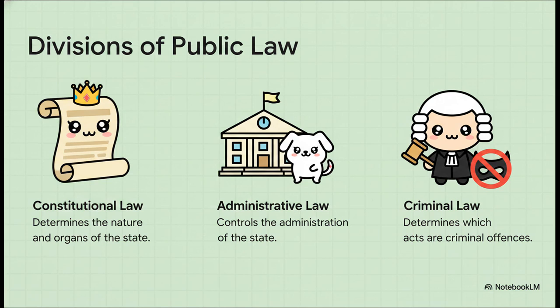And within this continent of public law, you've got three main countries. First is constitutional law, which is basically the state's blueprint. Then you have administrative law, which acts like a watchdog, making sure government departments and officials use their power fairly.